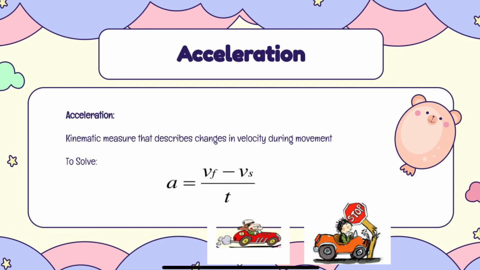Lastly, the third kinematic measure is acceleration, which is the change in velocity during movement. To solve for acceleration, we would first find the change in velocity and divide it by the change in time. An example of finding acceleration would be when we're trying to find the average acceleration of a car when braking.